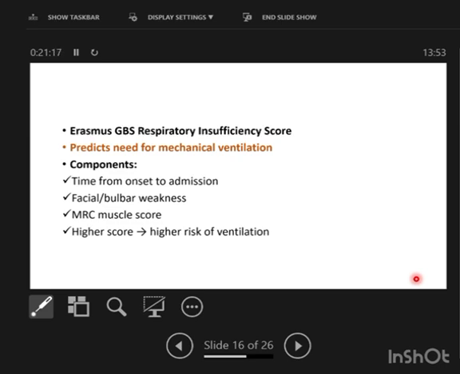Then, if the patient has bulbar weakness, poor cough and gag, this is the time. You ask him to lift his neck. If he is unable to lift his neck, his limbs are poor, and he is unable to cough out, this is the time to intubate.